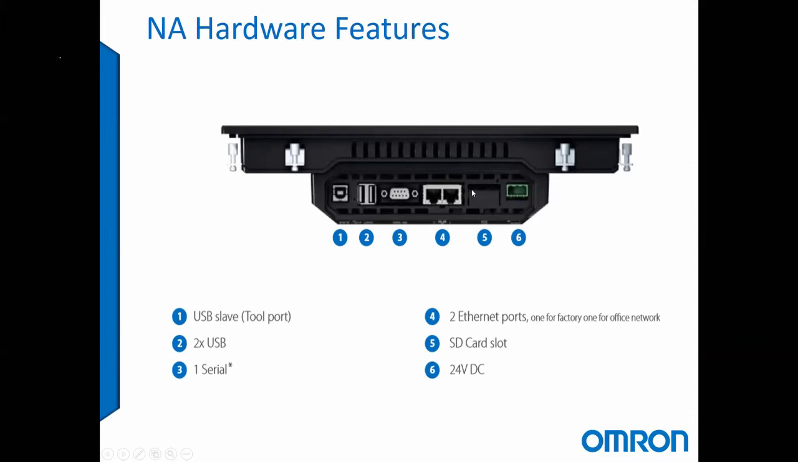Next to that, it's kind of hard to see in the picture here, but there's an SD card slot. So similar to putting a flash drive in the USB port, we can put a program on our SD card, transfer it that way. We can log data to our SD card. Next to that is our power connector. So our HMIs just take 24 volts DC.